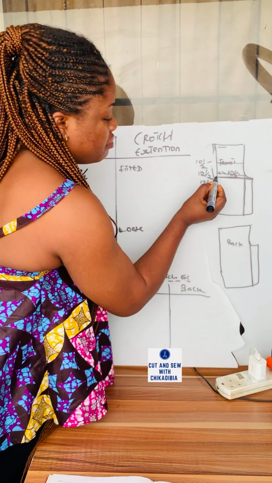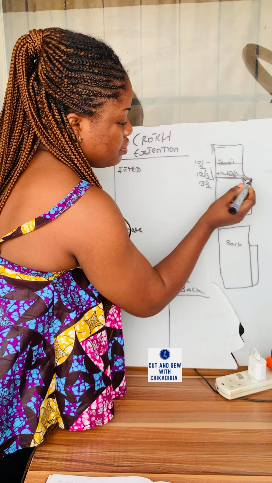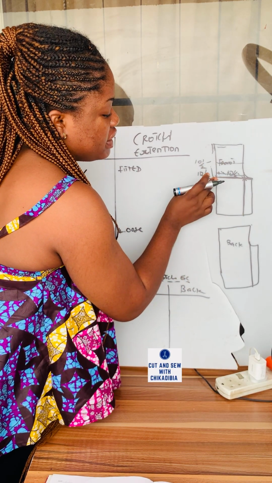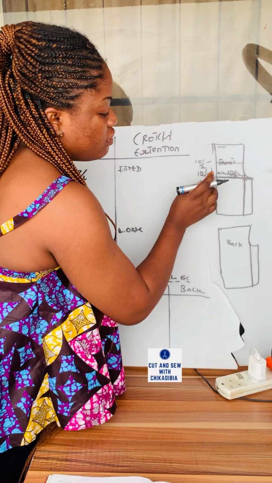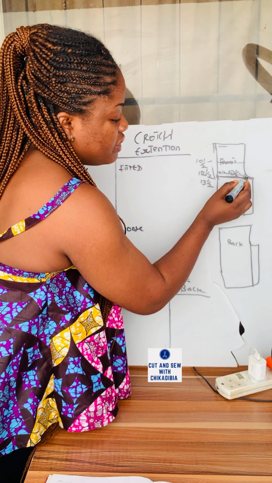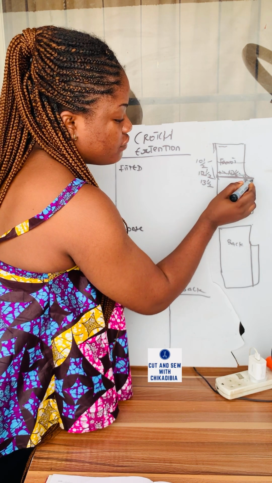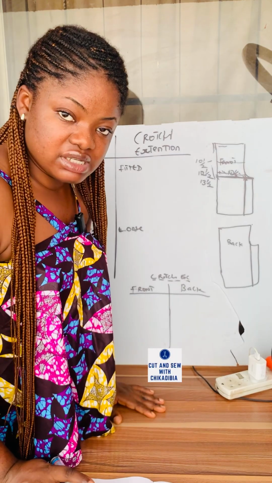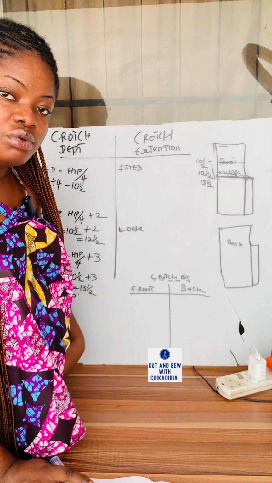Remember, what you have from here to here is your hip. Whatever you have here, you're going to bring it down here. Your hip circumference divided by 4, you bring it down here. Then you mark it and stop. Then what are we going to put from here to here as the crotch extension, to fit perfectly so that it will not be bulgy?